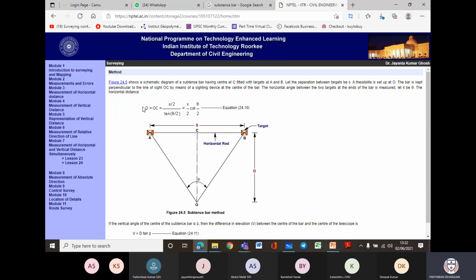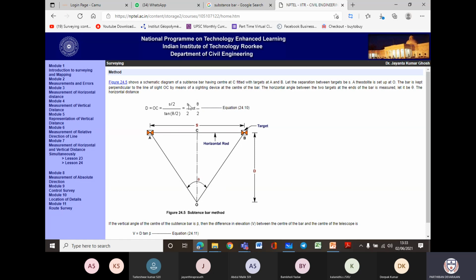What is the formula of D given here? D is nothing but OC. This length is called OC, the distance between the tachometer and the substance bar. For finding this distance, D is equal to S by 2 cot theta by 2. S is the distance between the two targets, and theta is the angle measured from point A to point B.